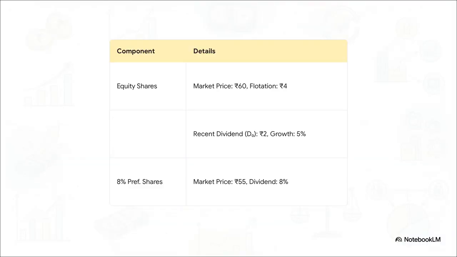Okay, here's what the exam question gives us to work with. We've got two sources of funding, regular equity shares and some 8% preference shares. Now pay close attention to the additional info. We've got a market price for equity of 60 rupees, a flotation cost of 4 rupees, that's the cost of issuing new shares, and a recent dividend, what we call D0, of 2 rupees. And importantly, that dividend is expected to grow by 5% a year. All the clues we need are right here on this screen.